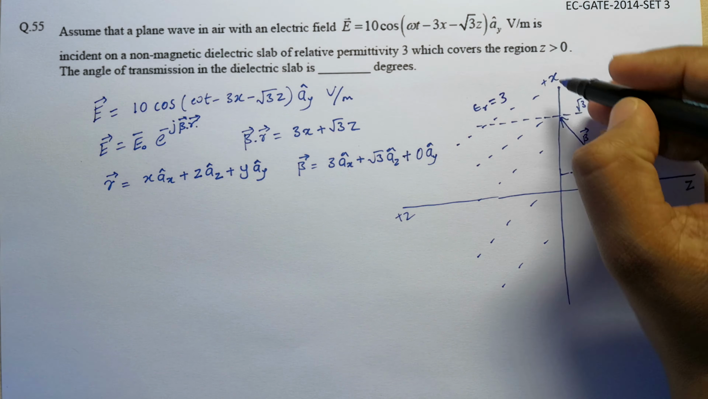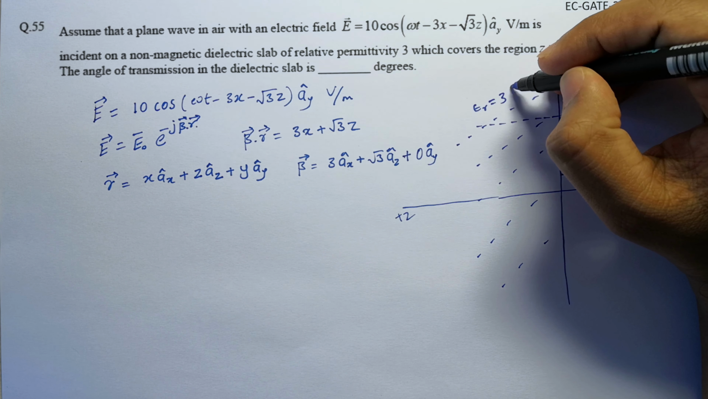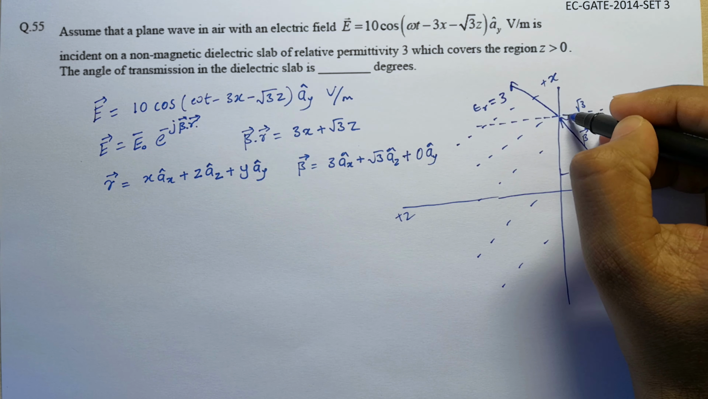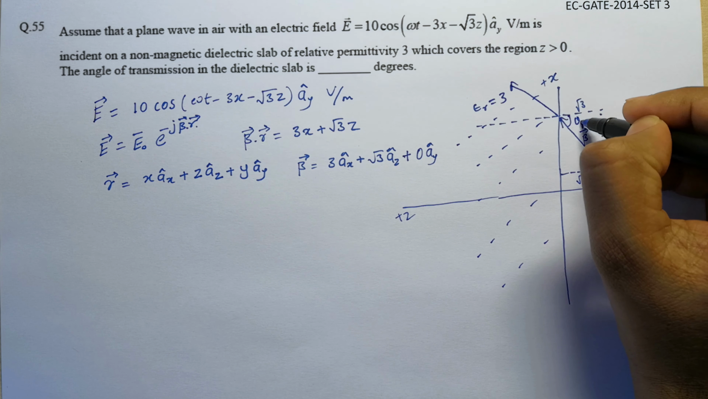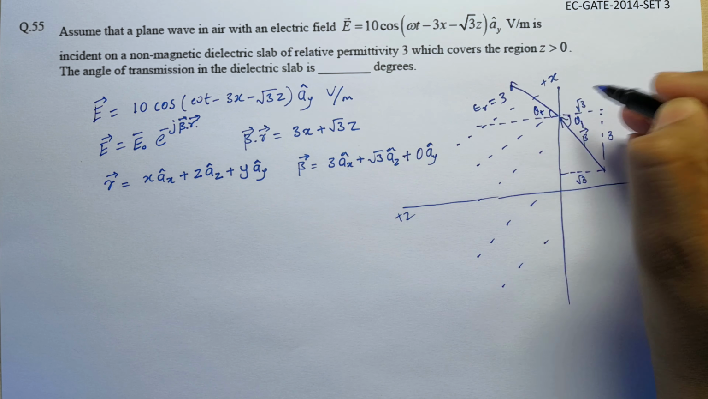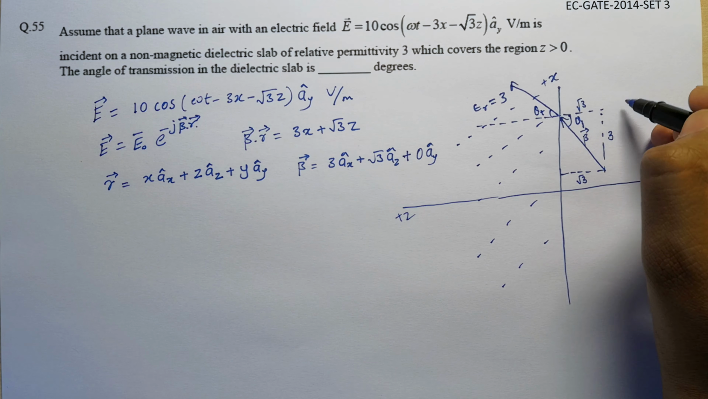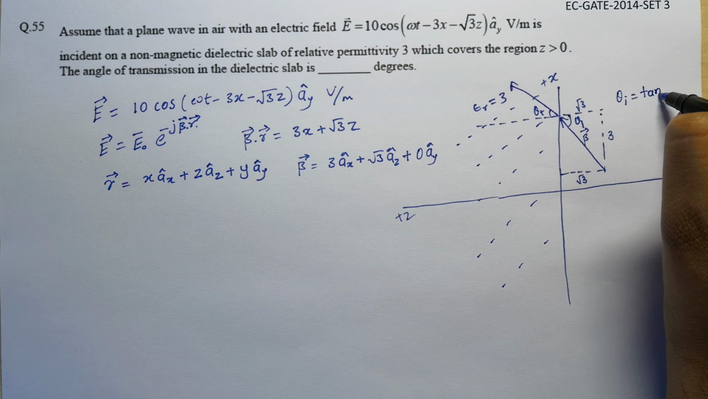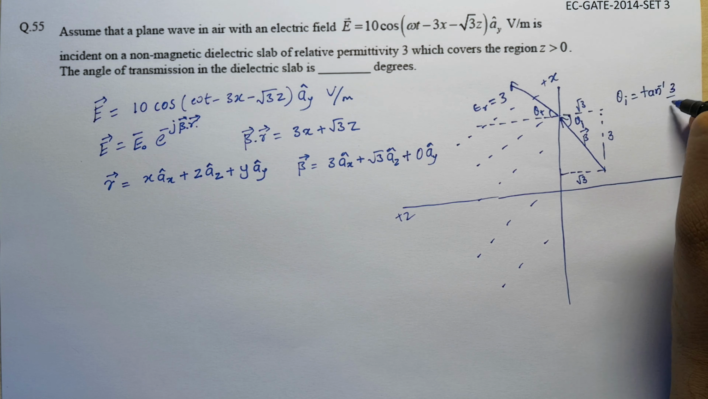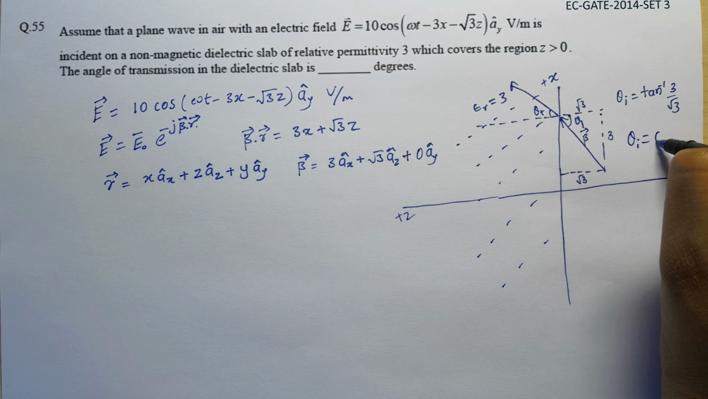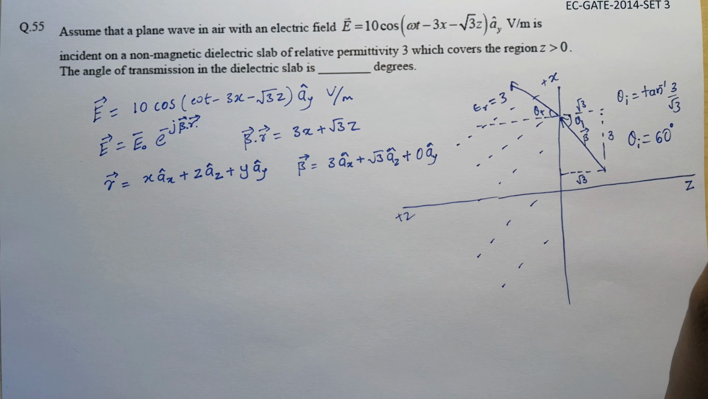Let us just say this is the transmitted wave, and we know that this is the incident angle and this is the transmitted angle. So, the incident angle theta I is given as tan inverse of 3 by root 3. So, that means theta I is 60 degrees.